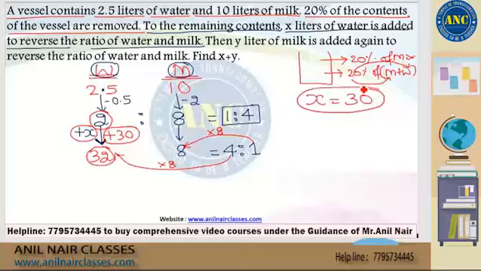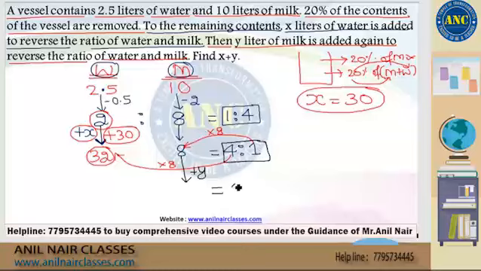The question is not ending here. Read the next statement. Then Y liters of milk is added again to reverse the ratio of water and milk. I am adding Y liters of milk right now. If I add Y liters, the ratio of 4:1 will again reverse as 1:4. Since I am adding milk, water will not change. Earlier it was 32, now also it will be 32.